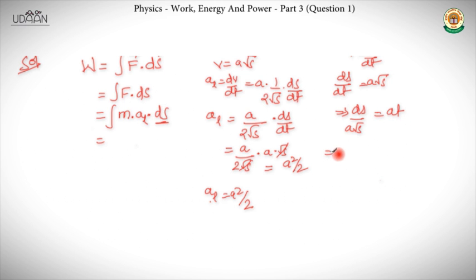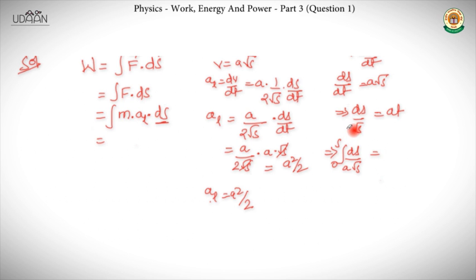Let us consider it has traveled a distance s in time t. So this is a definite integral. Now integrating this from limits 0 to s, ds by a under root s is equal to integral.